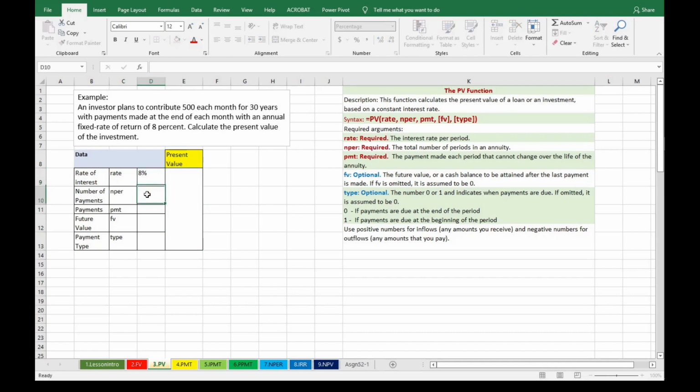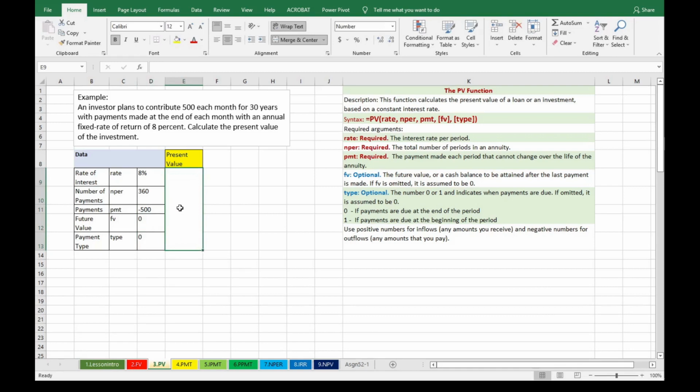Then NPER, again he is contributing for 30 years each month, so it will be equal to 30 times 12. Payments, he is making a contribution of 500 each month, so that will be minus 500 because that's a cash outflow. Future value is 0 and payment type is also 0, or we can leave it blank. So we'll just put it there.